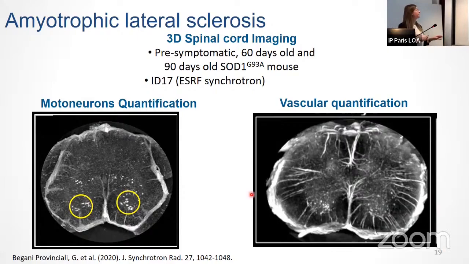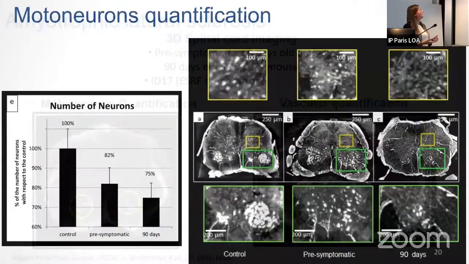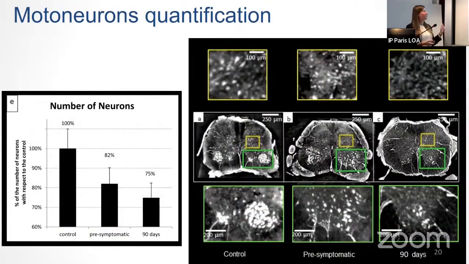What we analyzed in this case was the motor neurons that are located in the ventral horn of the spinal cord, and control the voluntary muscle contraction inside the tissue. Then we also quantify the vascularization inside the spinal cord, since we have seen that the permeability of the vessels is influenced by the occurrence of neurological disorders. So this is the quantification we perform on motor neurons.